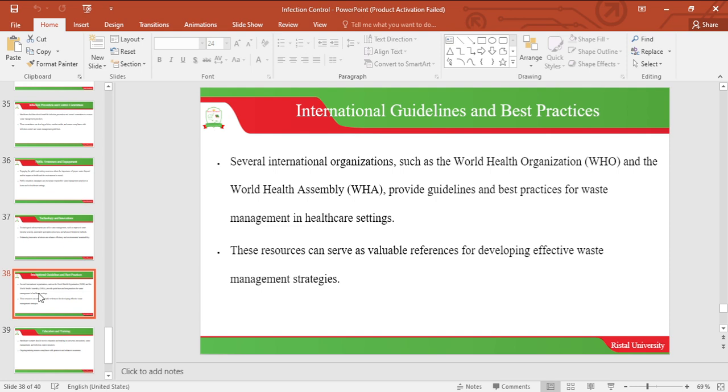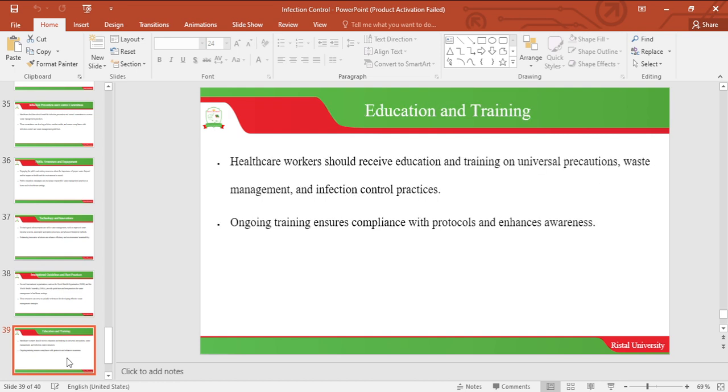Let's look at the international guidelines and best practices. Several organizations, for example, the World Health Organization and the World Health Assembly, provide guidelines and best practices for waste management in healthcare settings. So these guidelines serve as a valuable reference for developing effective waste management strategies. What do we mean? We mean that the health workers should revisit these guidelines and read through them so that it will help them help people wherever they stay, such that waste is managed in an effective way and spread of diseases is prevented.